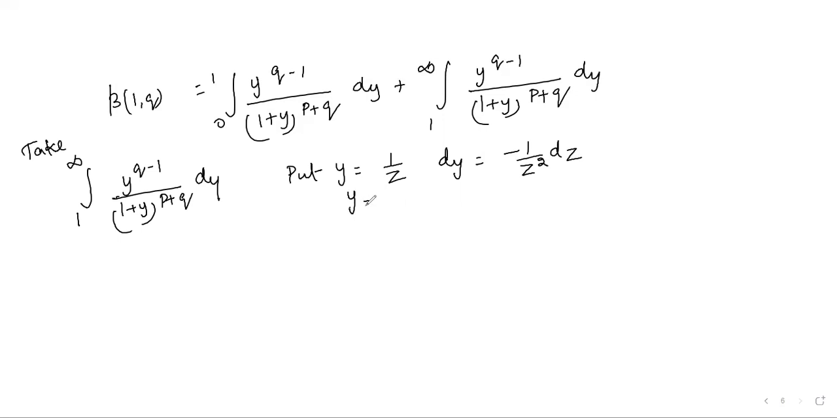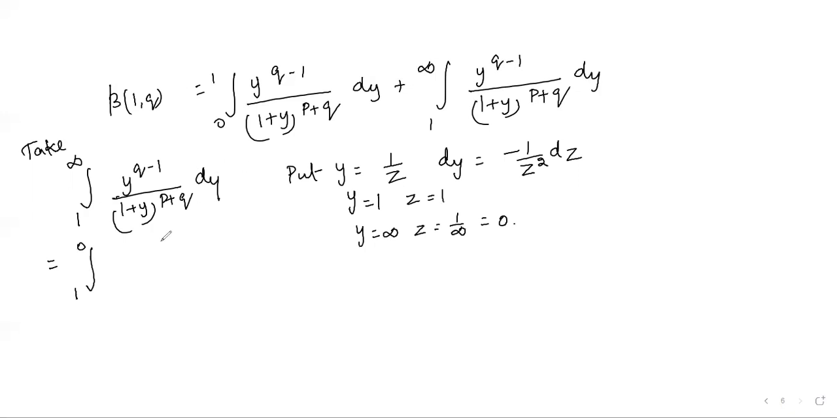Now lower limit is what? y is equal to 1. So therefore z will be equal to 1. Now if I take y is equal to infinity, z is equal to 1 by infinity, which is nothing but 0. So therefore this limit will become, when it is infinity, it is 0. When it is 1, it is 1.